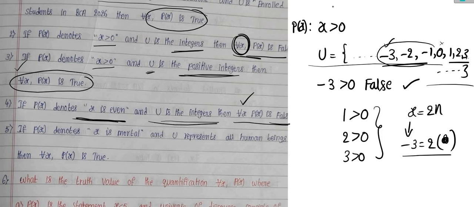Fifth example, if P of x denotes x is mortal and U represents all human beings. So all human beings are mortals. That means for all human beings, P of x is true. So finally, I am concluding, if for all x is there, the statement is true if it is true for all values. For all x is there, if the statement fails at a single point, then the statement is false. We consider the statement is false only.